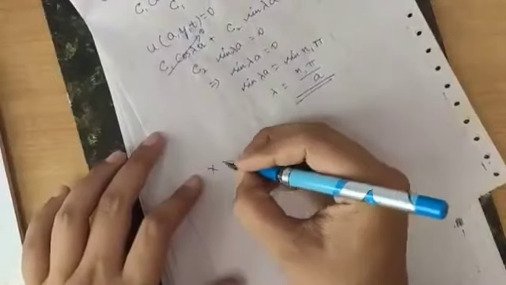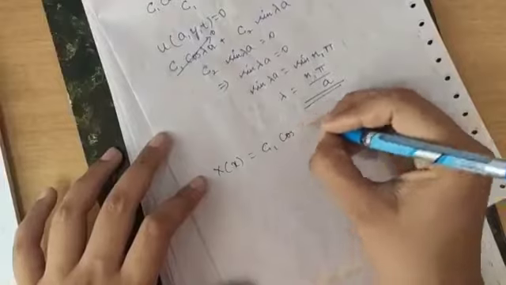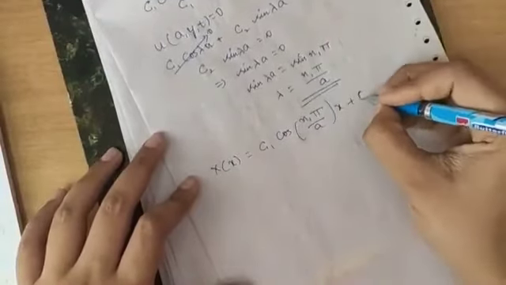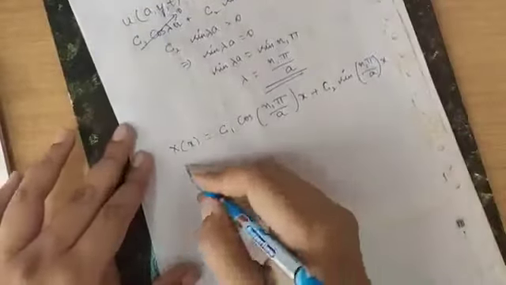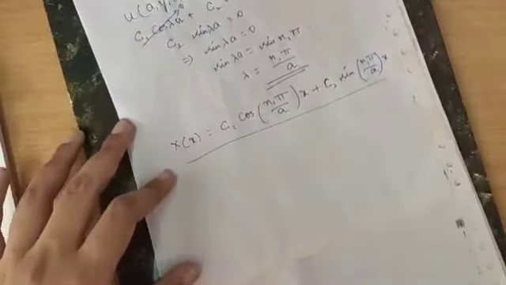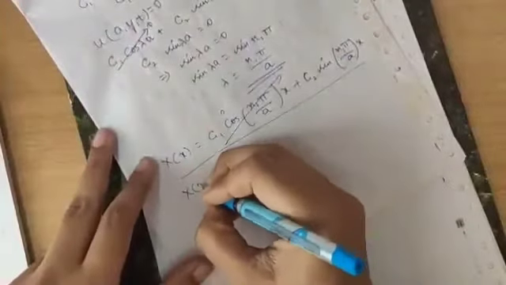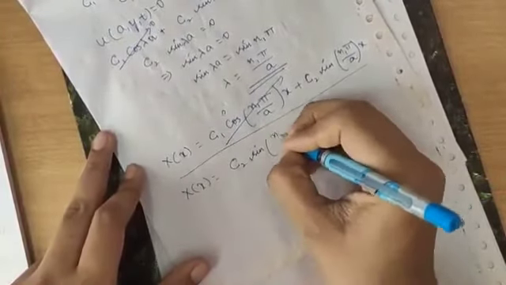Now substitute this in your equation. X of x is equal to C1 cos n1 pi by a into x plus C2 sin n1 pi by a into x. This is your solution for x of x. But we have C1 is equal to 0, so this term is 0. Finally, you will get x of x is equal to C2 sin n1 pi by a into x.